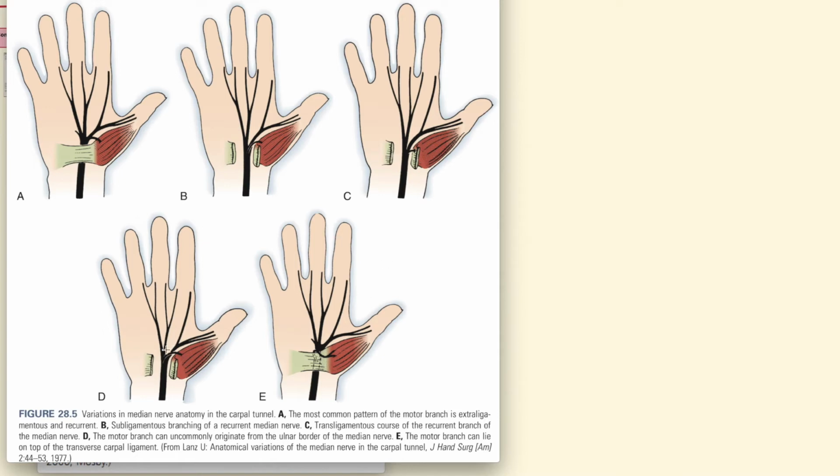It could also come from the ulnar border of the median nerve. You can see here that mostly it comes from the radial border side of the median nerve, but it sometimes could come out of the ulnar border of the median nerve. Next is that the motor branch can lie directly on top of the transverse carpal ligament. This is very dangerous because as you cut through it, you could accidentally cut this nerve here.